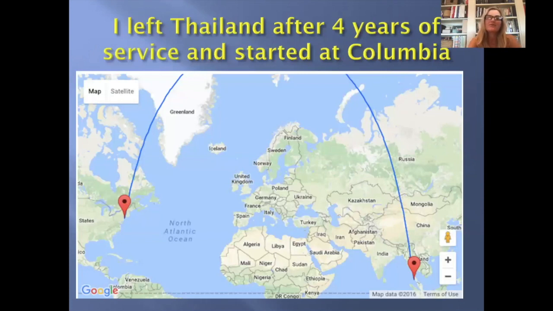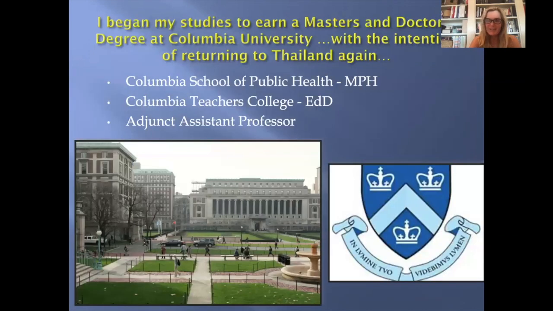I left Thailand after 4 years of service, and one day I was living in a house on stilts with limited running water, and 2 days later I was a student at Columbia University in New York City, which was quite a shock, living in Washington Heights in northern Manhattan, speaking English that I hadn't spoken in 4 years. I began my studies to earn my master's degree and my doctorate at Columbia, and I intended to return to Thailand and work for Save the Children. Actually, I wanted to move to Save the Children in Cambodia. I didn't make it back there to work, but I have been back to visit.